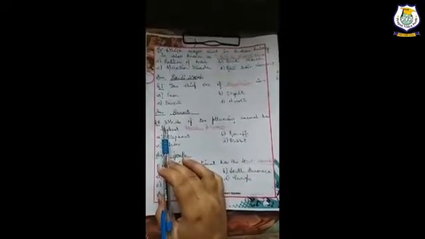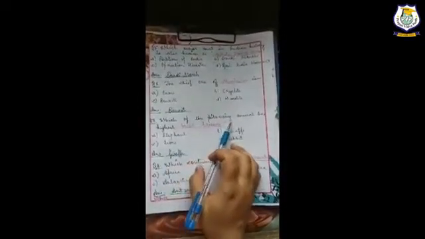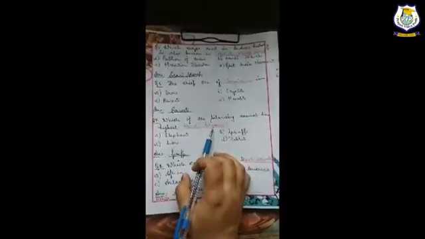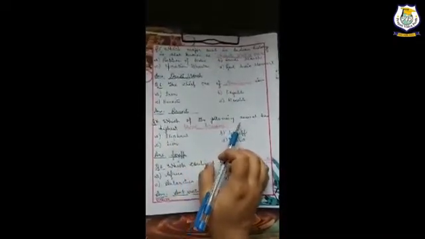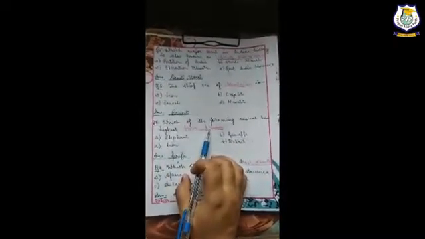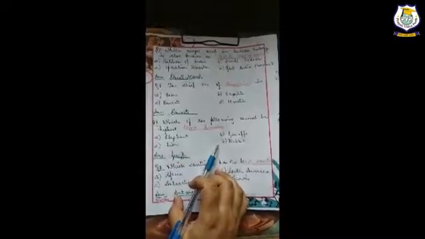Now, our next question is, which of the following animal has highest blood pressure? I repeat, which of the following animal has highest blood pressure? Here are the options, students. Option A, elephant. Option B, giraffe. Option C, lion. Option D, rabbit.